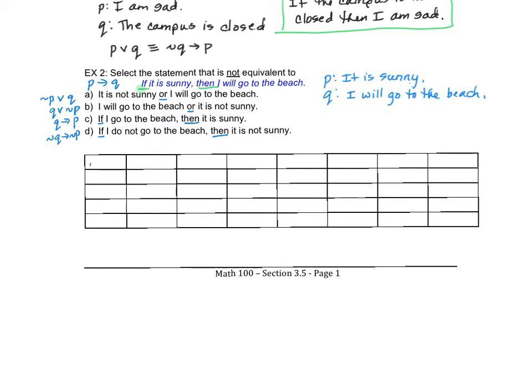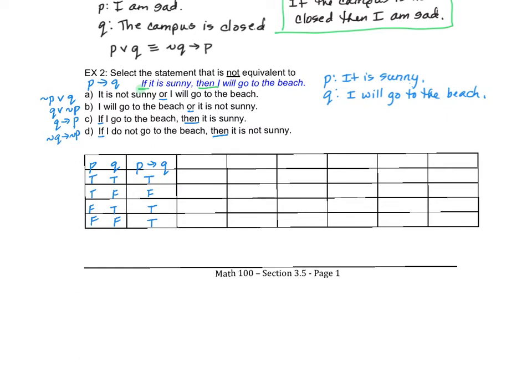So I'm going to fill in my truth table now. P is true, true, false, false. Q is true, false, true, false. So the first statement that I'd like to put in is my original statement, if P, then Q, because I want to compare all of these statements. Let's see, so we have true, true is true, true, false is false, false, true is true, false, false is true.